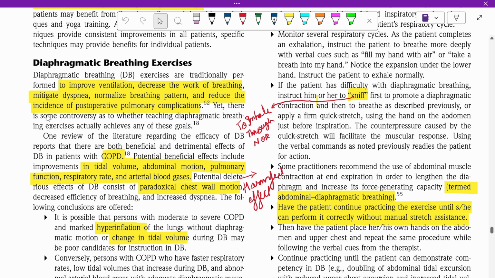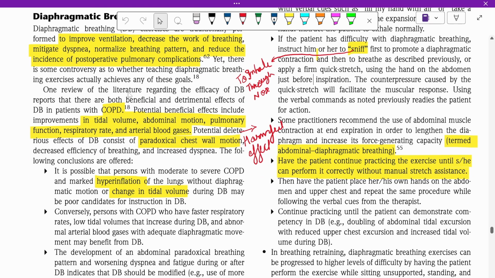Yet there is some controversy as to whether teaching diaphragmatic breathing in breathing exercises actually achieves any of these goals. One review of the literature regarding the efficacy of diaphragmatic breathing reports that there are both beneficial and detrimental effects of diaphragmatic breathing in patients with COPD. So patients with COPD have both positive and negative effects of diaphragmatic breathing.